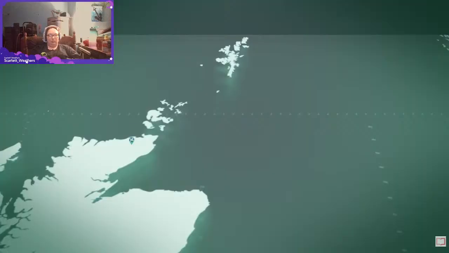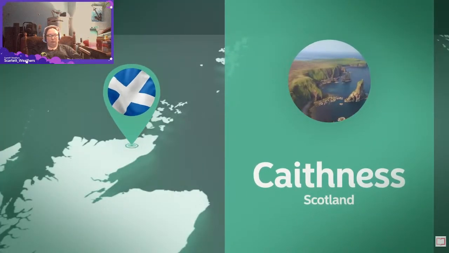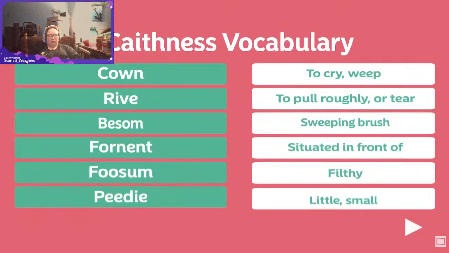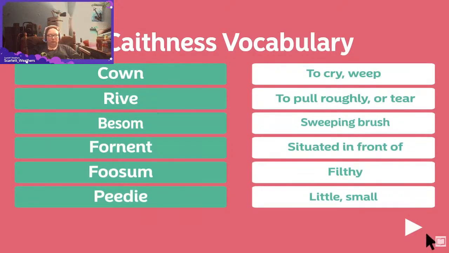And there you have it. The dialect of Caithness was influenced by both Gaelic and Norn. It has a beautiful familiar ring to it. Check out these words from the Caithness dialect that are sure to put a smile on your face.